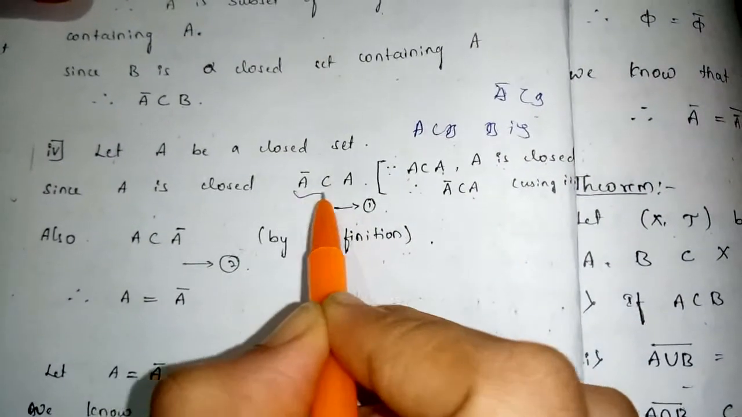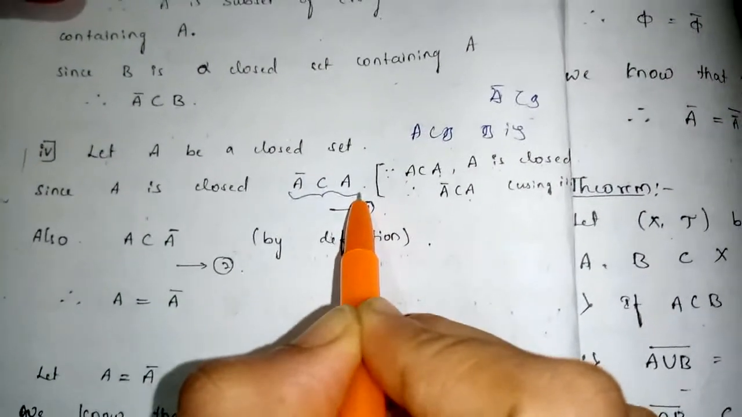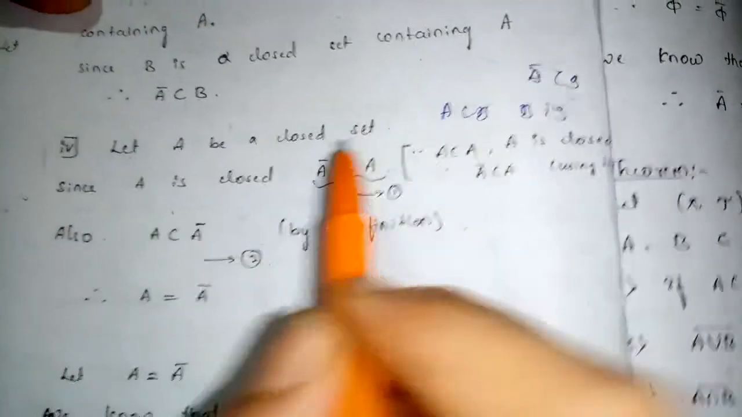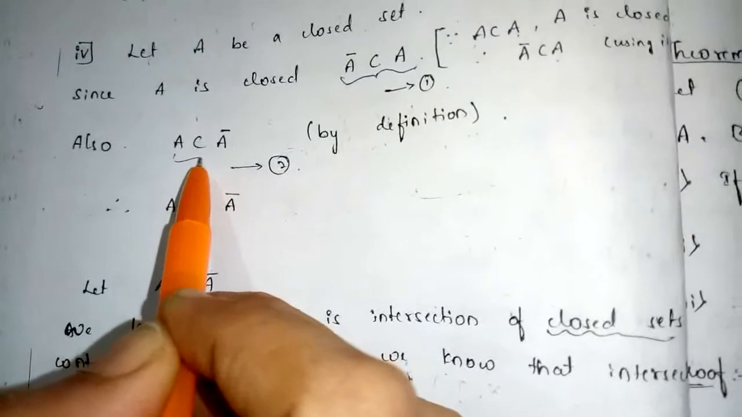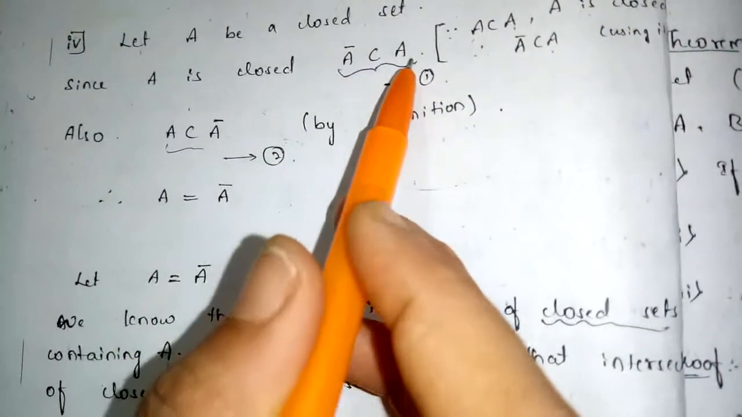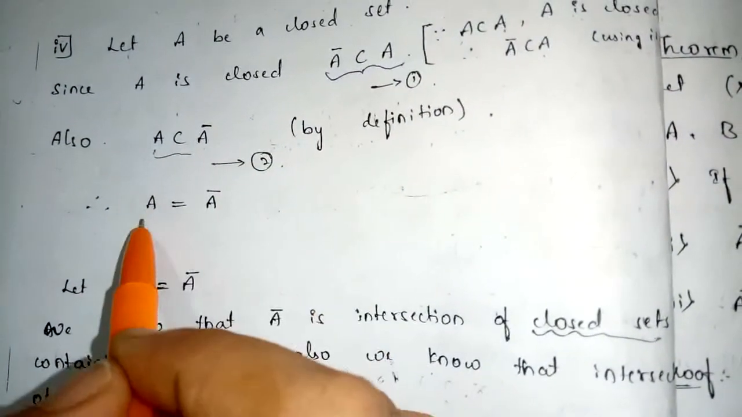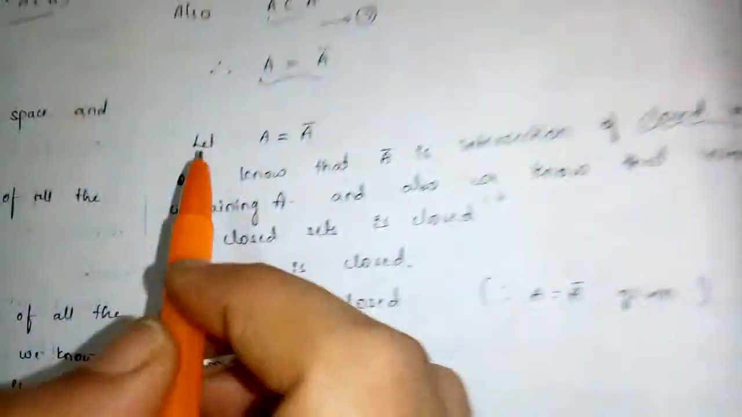By using the third property, you write A bar is a subset of A. And also you know that by using the first condition, A is always a subset of A bar. Using A bar is a subset of A and A is a subset of A bar, automatically A equals A bar. First condition is over.